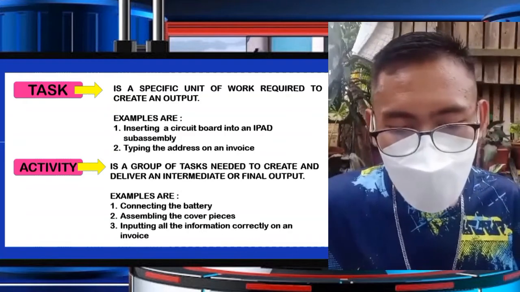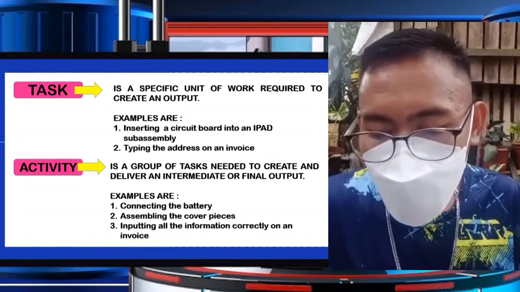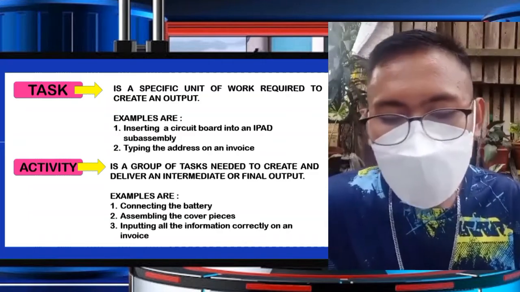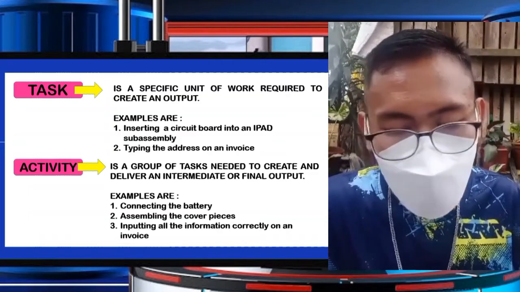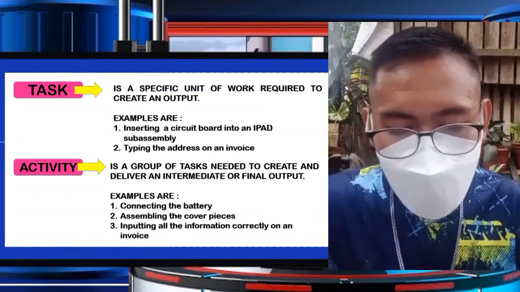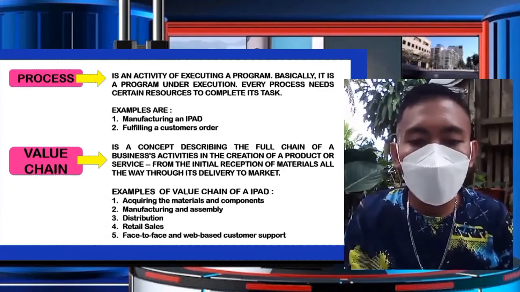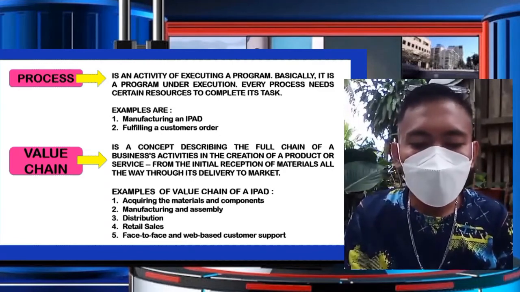Next is activity. An activity is a group of tasks needed to create a deliverable or final output. It is the process by which you further define how you will implement an activity that contributes to achieving the intended result of the project. Process there is a smooth and continuous relationship between the required output and all the intermediate processes.